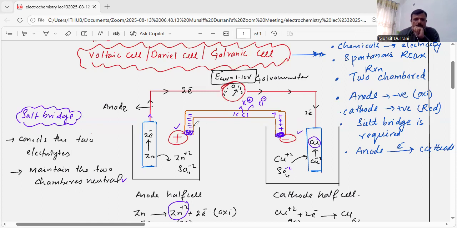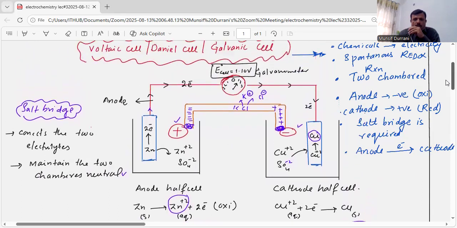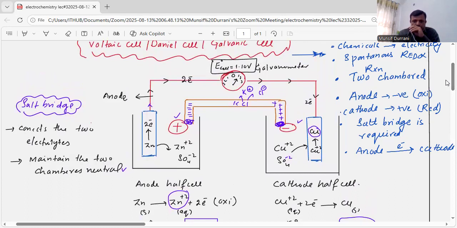Now, if you look at the construction of the Voltaic cell, in simple words it is like this: it consists of two chambers. One is the anode half cell and the other is the cathode half cell. In the anode half cell, the electrode is zinc, and we will take its electrolyte zinc sulfate. While in the cathode half cell, the electrode is copper, and we will take its electrolyte copper sulfate.